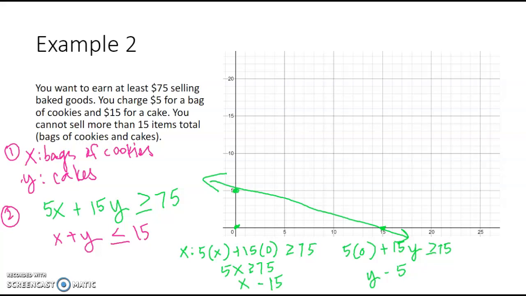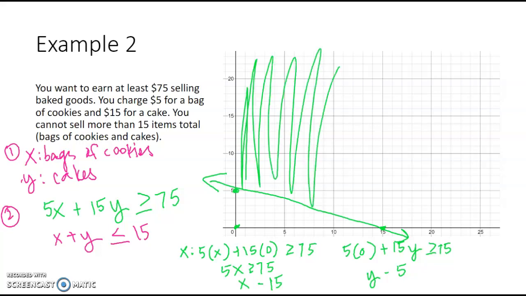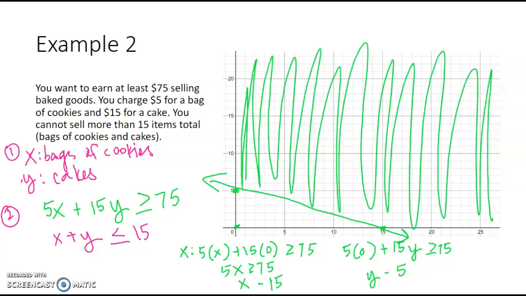5 times 0 plus 15 times 0 is greater than or equal to 75. That would be 0 is greater than or equal to 75, which is not true. So I'm going to shade above this line. This is the region that satisfies my inequality. Okay? Let's look at my second inequality now.